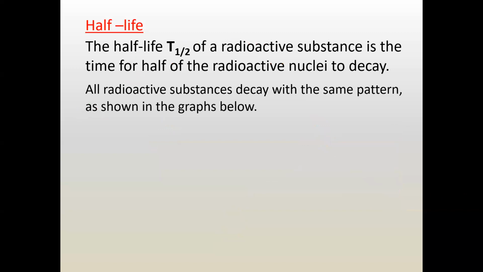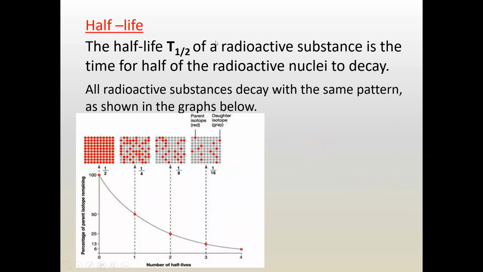So all the radioactive substances decay in the same pattern. And you can see from the graph here what this graph shows: the red spots are showing unstable atoms, which are radioactive. This is the total. So then it will become half. For example, it started with 100. 100 radioactive atoms are unstable.